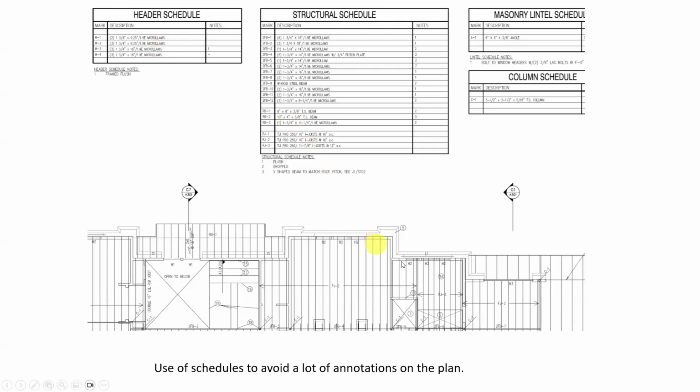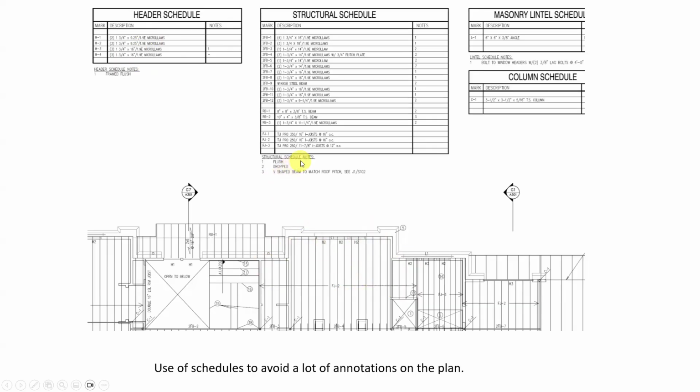Later on in the book they talk about schedules, but by doing a schedule, instead of having to write exactly what size, all that writing on every one of these headers, I just put an H2 up there and they can see it once. It keeps my plans a lot clearer and easier to read.